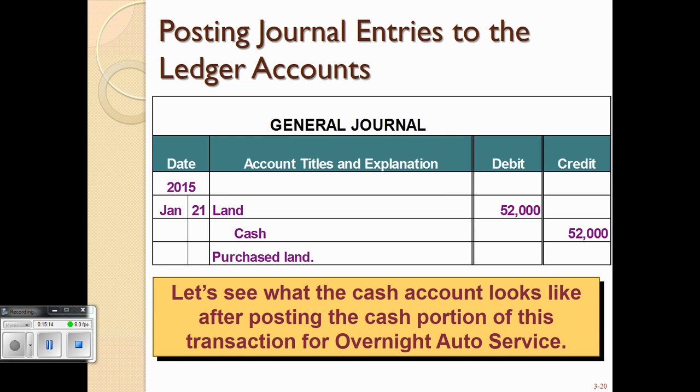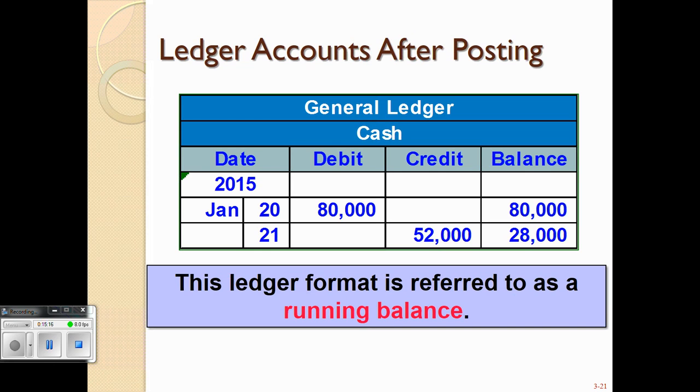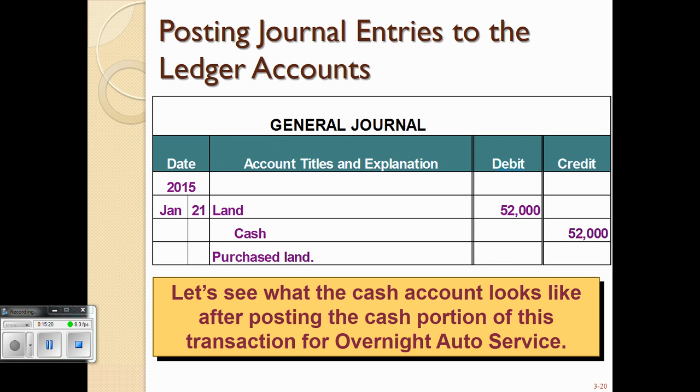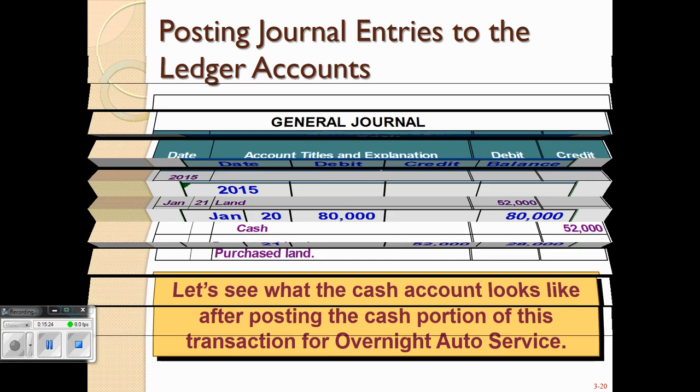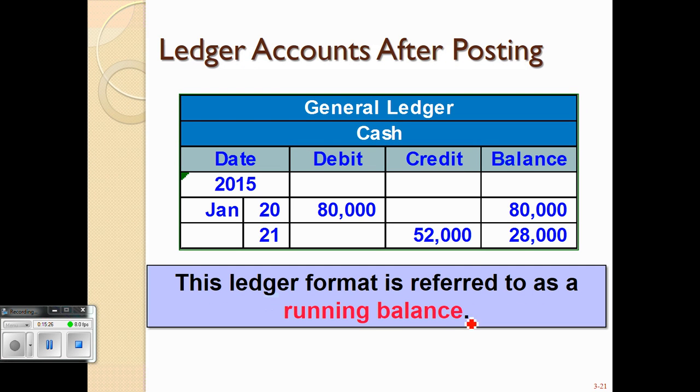Okay. So after we post this particular transaction, notice this was the transaction where we spent 52 grand in cash. Notice what happens in this case. There's my debit of 80 grand for when I put the cash into the business, there's my credit for 52 grand, and there's my balance. And yes, we call this a running balance ledger account.